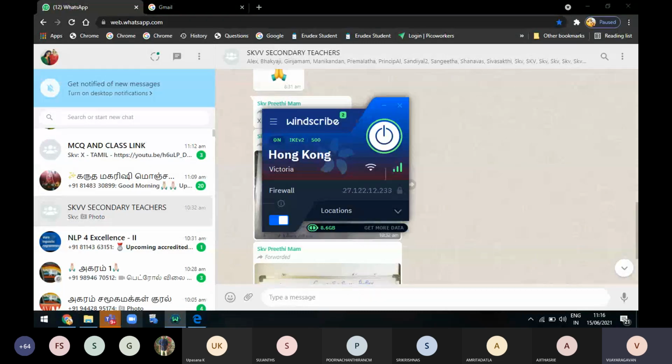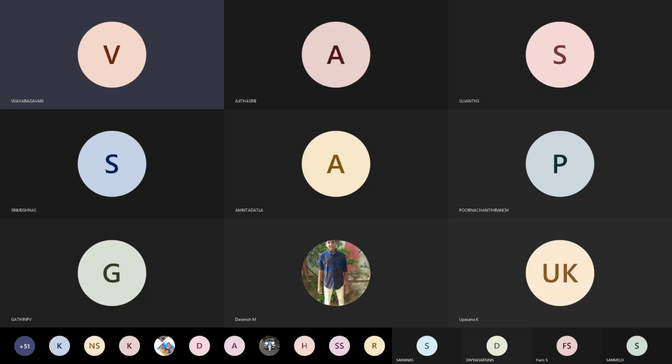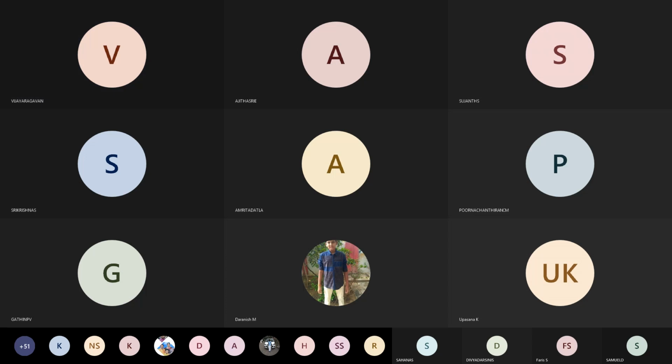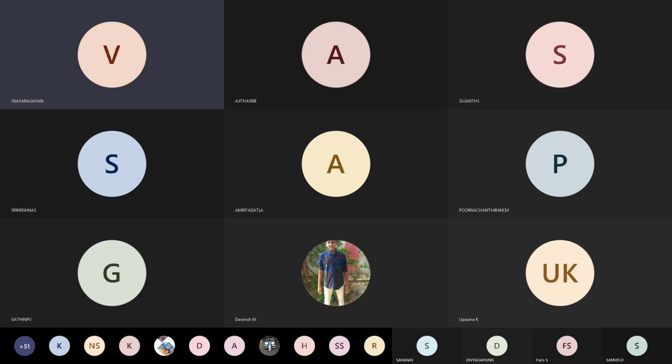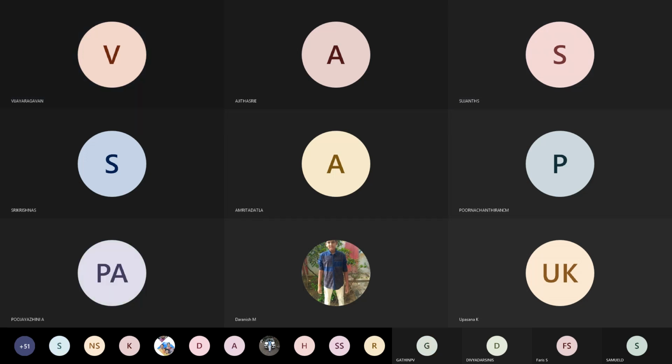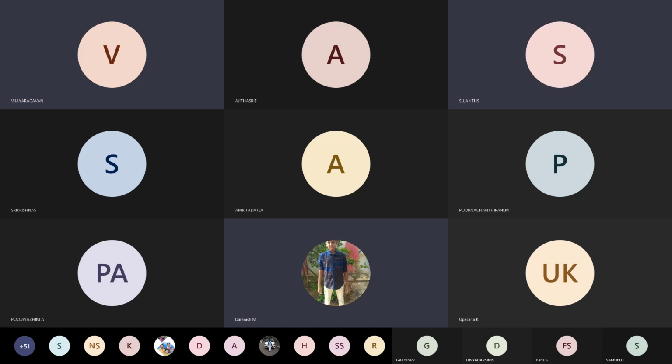So I have seen the video of you. Yes. So what did you infer from the video? They are doing some experiments on the third law of motion. Yes, they are doing not only the third law of motion. They have shown all three laws of motion.